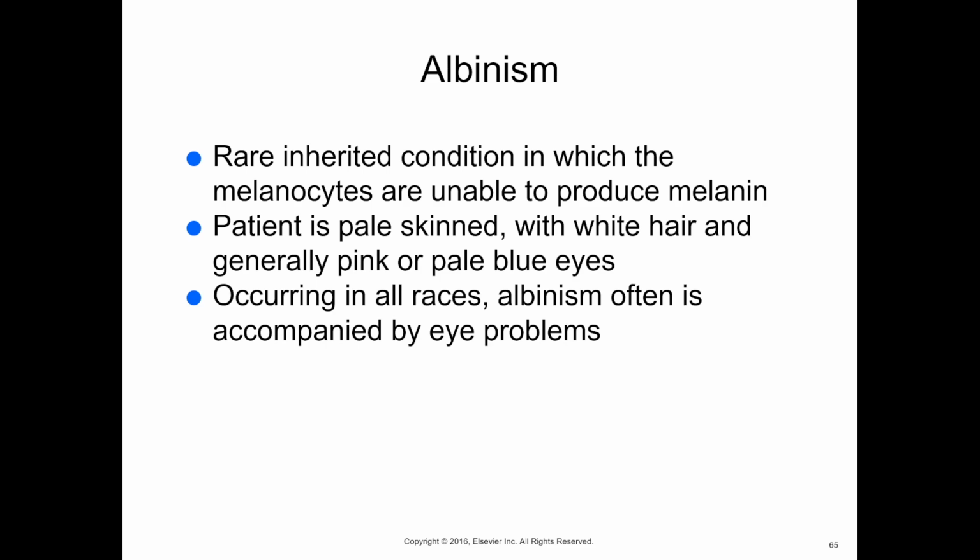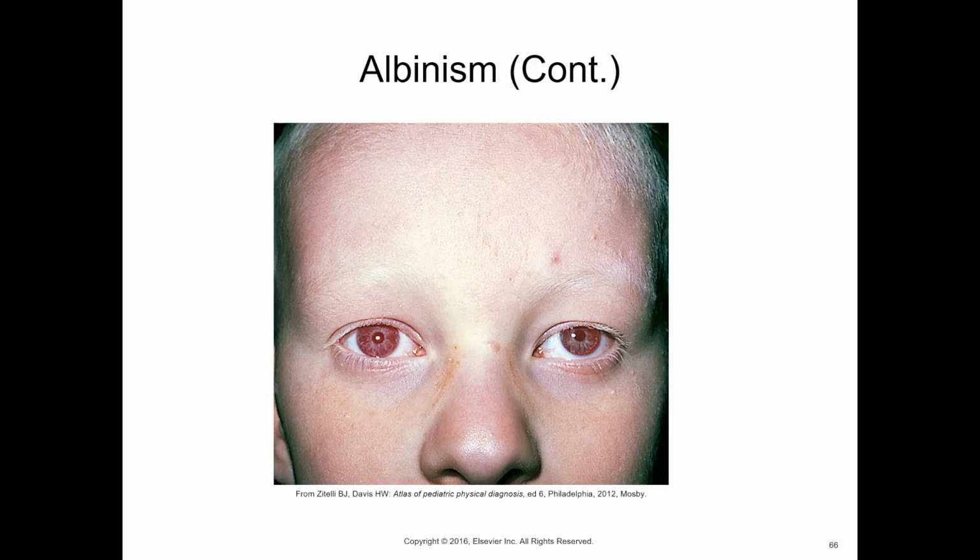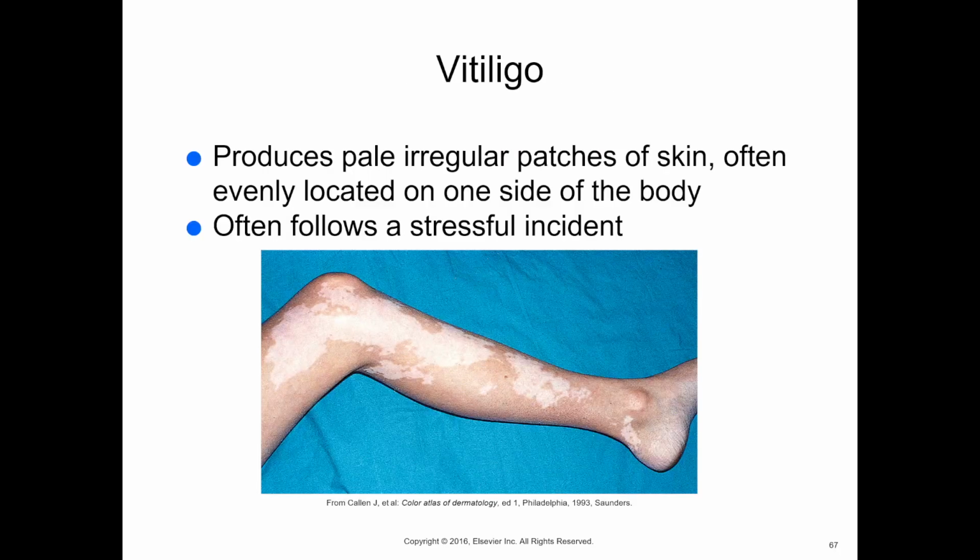People with this condition typically have eye problems because you do need melanin in the eye to help protect the eye. Typically associated with things like myopia and hyperopia, which are your nearsightedness and farsightedness, astigmatism, nystagmus, strabismus, which is your lazy eye, and photophobia. So people that are afraid of light, because typically light is painful. So this is what somebody with albinism looks like. You have that reddish eye color, very pale skin.